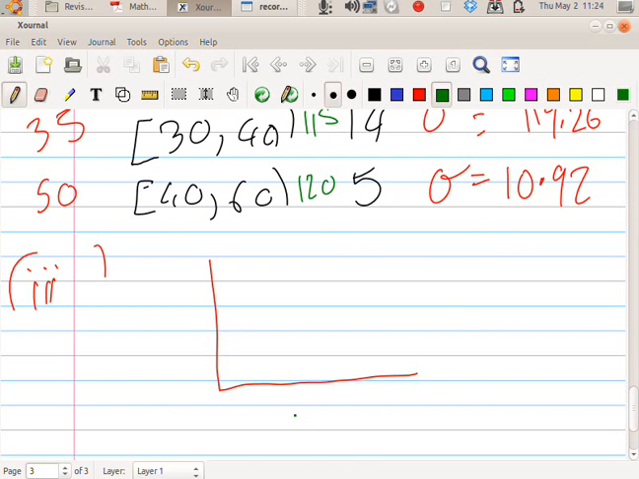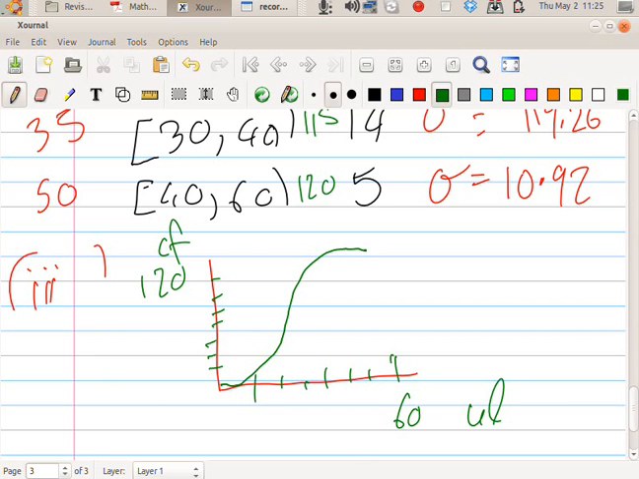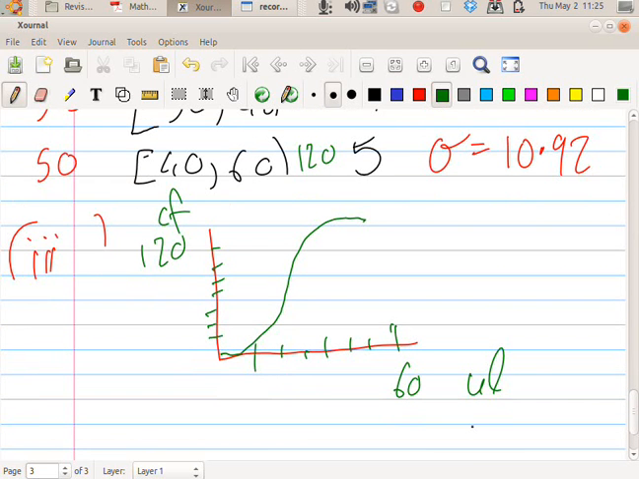So on this axis you have the numbers going up until 60, and on this axis you have the numbers going up until 120. Cumulative frequency and upper limit, and then you draw your curve, and that's part 3. Of course, you'll do it properly on graph paper. And then find the median.